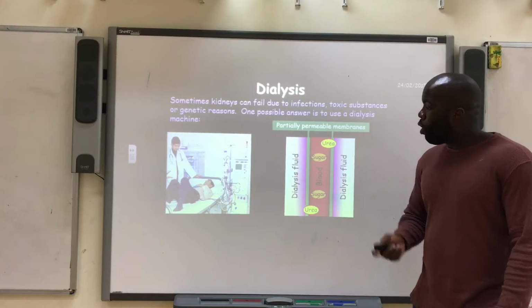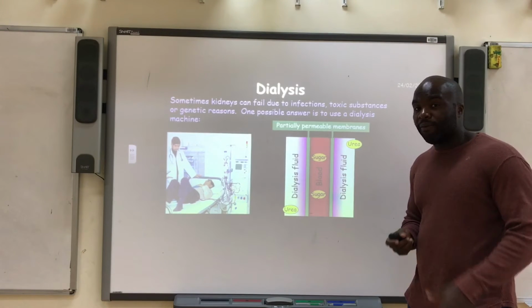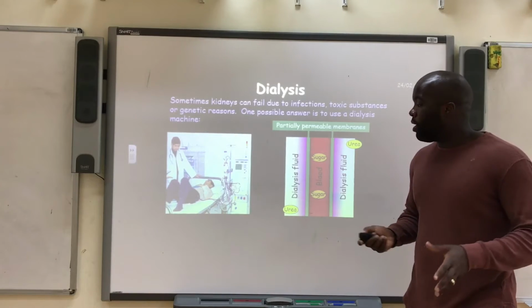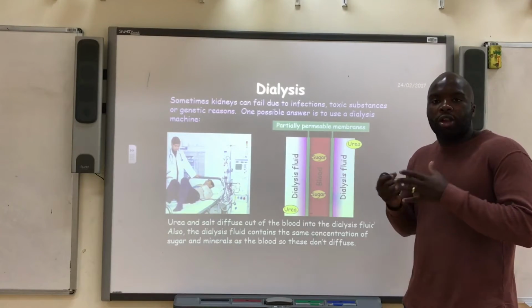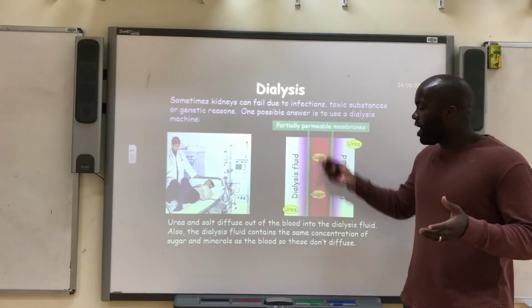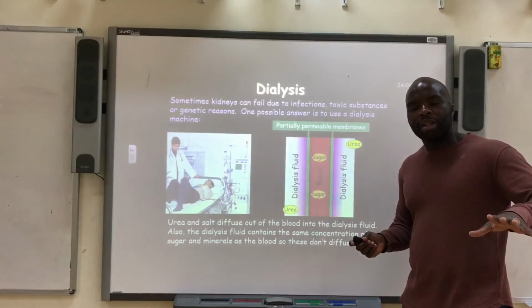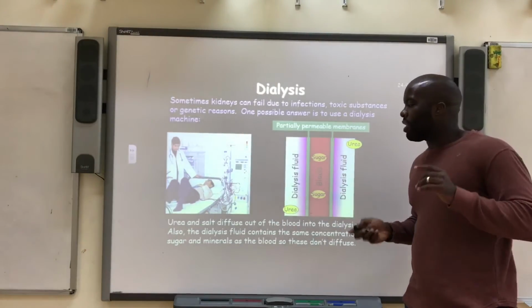So let's look at how it works. All of the urea needs to be passed out. Don't forget urea is a product that needs to be taken out, alright? And it works by cleaning the blood. And this now cleaned blood, minus urea, is then passed back into the body.